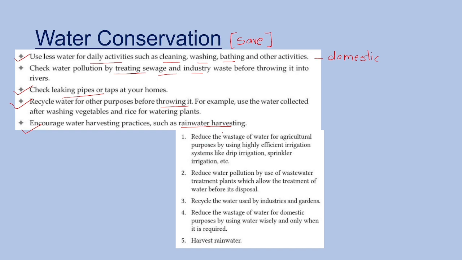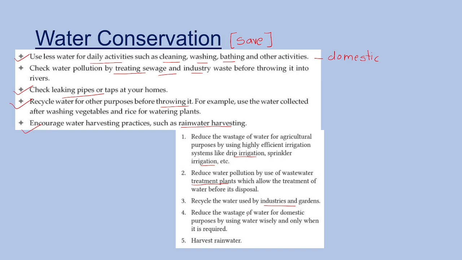By using efficient methods like drip irrigation system and sprinkler system, we can reduce agricultural water wastage. We can reduce water pollution by treating the wastewater or by installing a wastewater treatment plant, so that we can reuse the water. Recycle the water by industries and gardens, that is, polluted water can be treated and then used for gardening purposes or in the toilets.